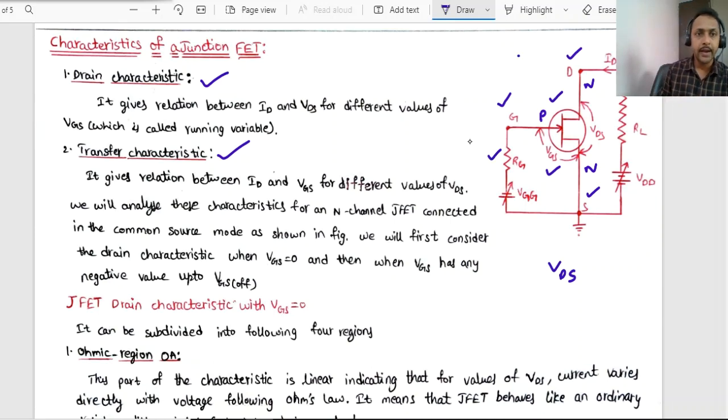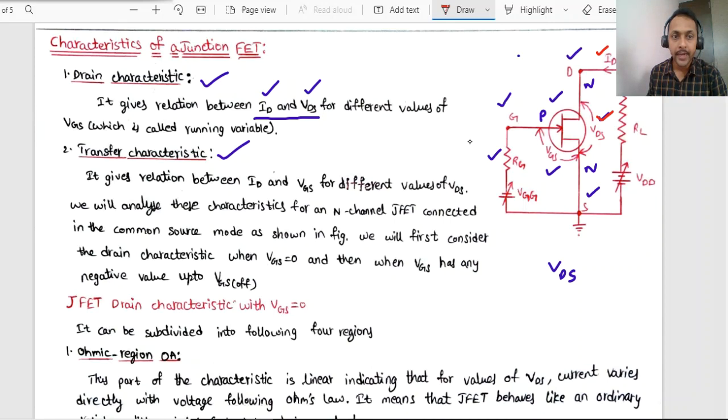Now with respect to the drain characteristics, if you plot the graph between the ID, the drain current, versus VDS, very important, ID and VDS, for different values of VGS, how will be the graph of drain current versus VDS? These two parameters are important. VDS versus ID graph is to be plotted for different values of VGS. Then it will come under drain characteristics.